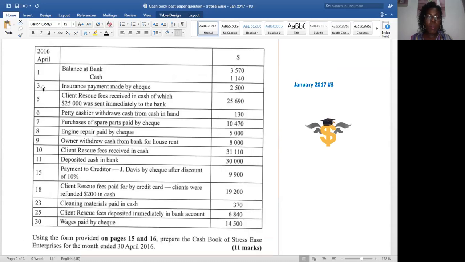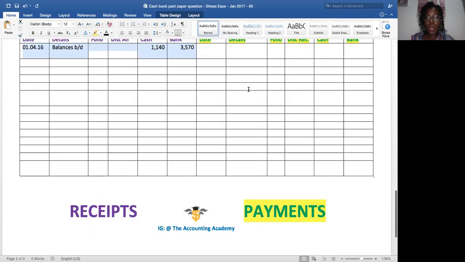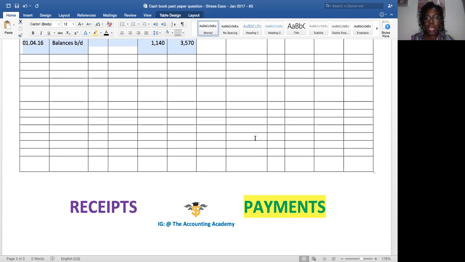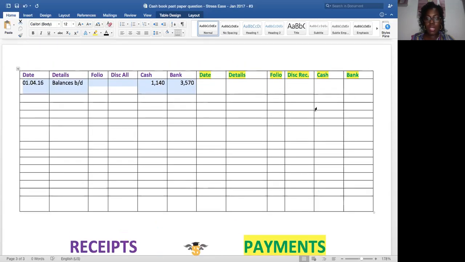So for the second transaction here, which happened on the 3rd of April, it says insurance payment made by check. All right, so money came out of the bank account because it was paid by a check, and the amount that came out was 2,500. So we're going to go back to our cash book, and we're going to make an entry on the right hand side, which is also known as the credit side.